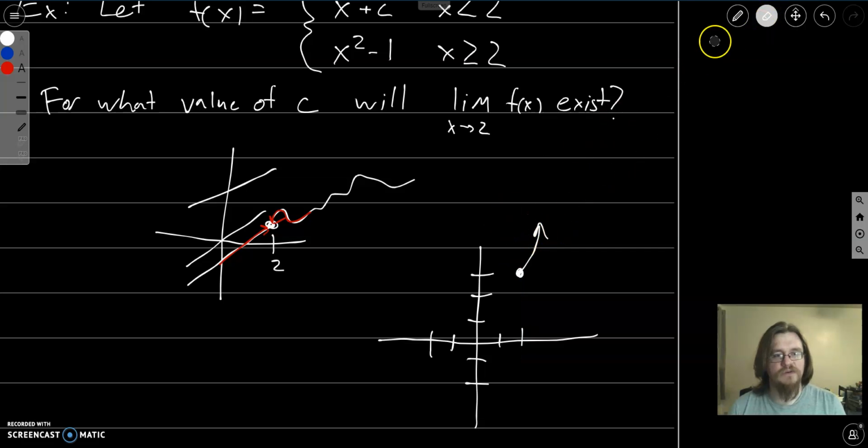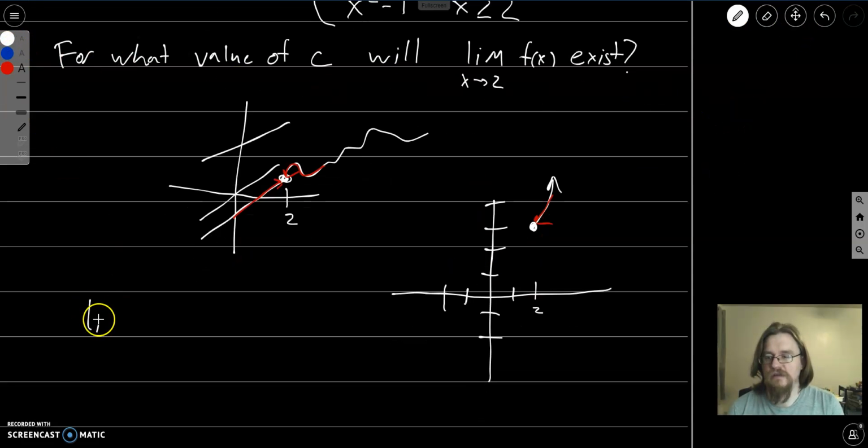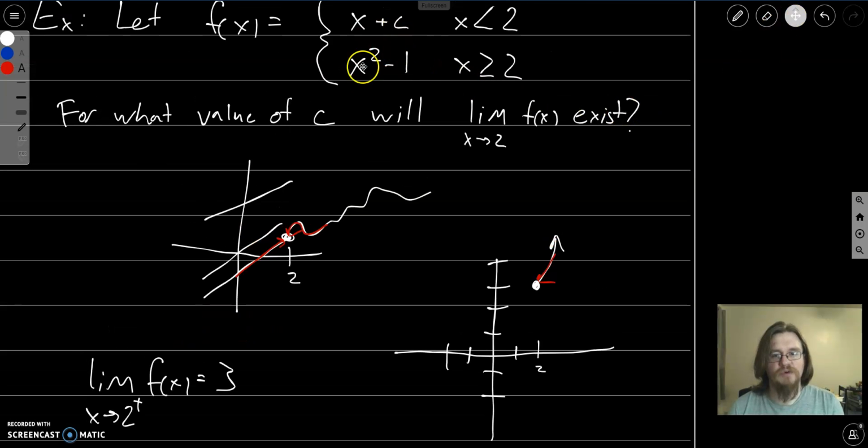Cool. So as we approach x equal to 2 from the right-hand side, we're just going to hit 3 exactly. So the limit as x approaches 2 from the right-hand side of f(x) is going to be 3. If we follow this parabola down, we're going to get closer and closer to 3. Now comes the left-hand side.